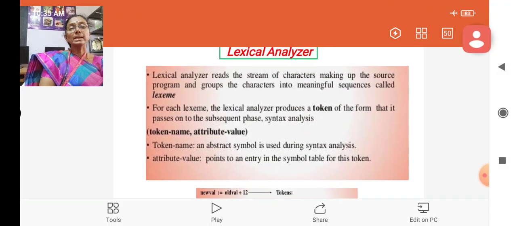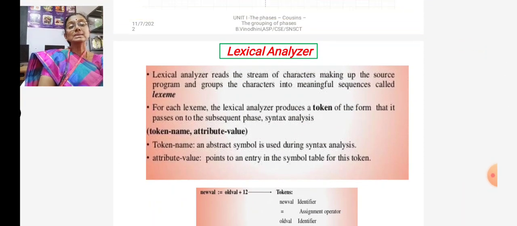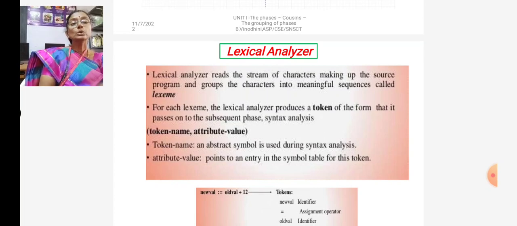Now we will see the first phase of the compiler in detail. What is the first phase? That is the lexical analyzer. The lexical analyzer reads the source program or source statement from left to right, that is, it scans, and produces tokens as output. For that we have three terms: lexeme, token, and pattern. What is a lexeme? A lexeme is a sequence of characters in the source program.